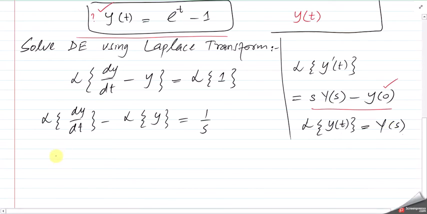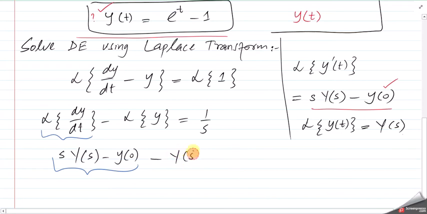So now the equation after taking Laplace transform becomes s Y of s minus y of 0, that is for this one, the formula given over here, minus Laplace of y, which is again capital Y of s, equals 1 over s.